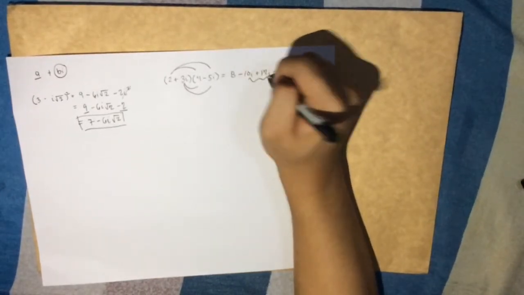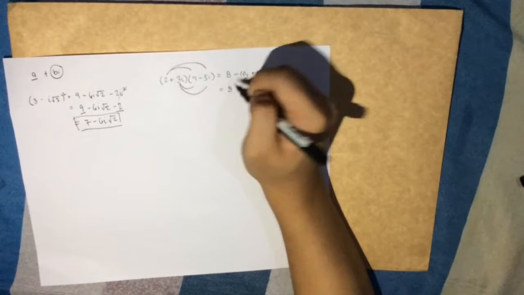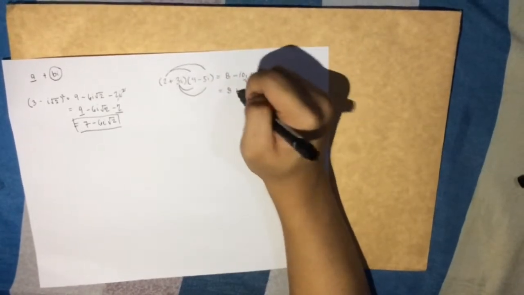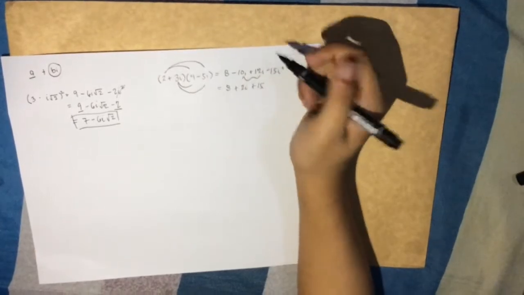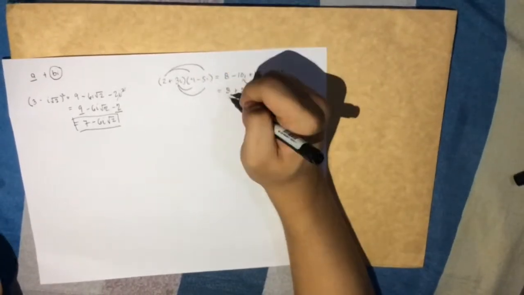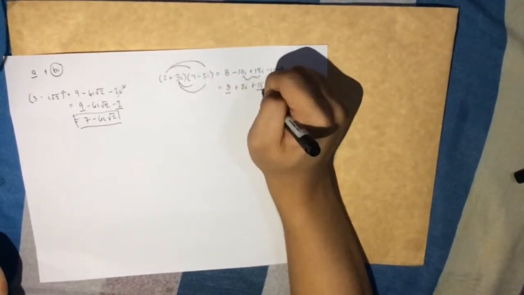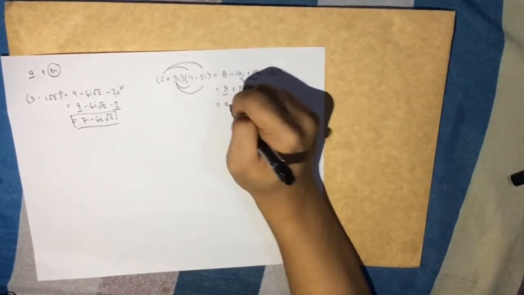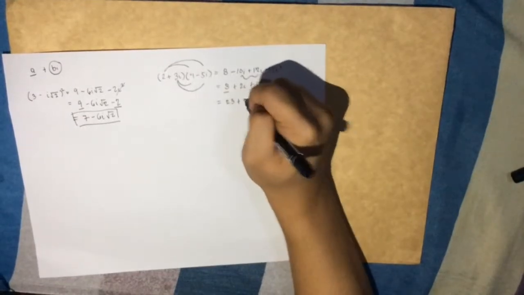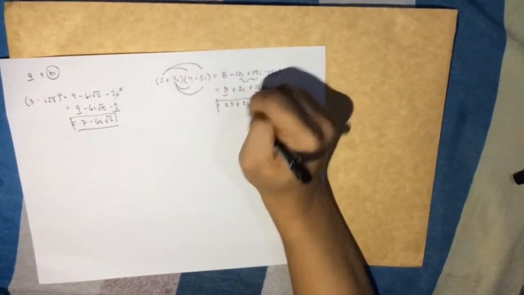We can simplify this and we'll get 8 plus 2i plus 15. Again, we already got two real numbers and we can still combine them. And we'll get the final answer of 23 plus 2i. And this is the final answer.